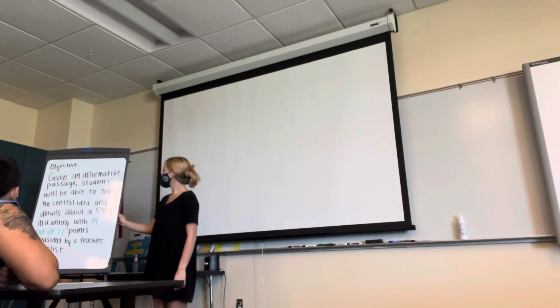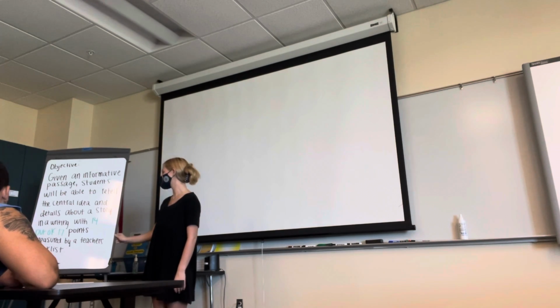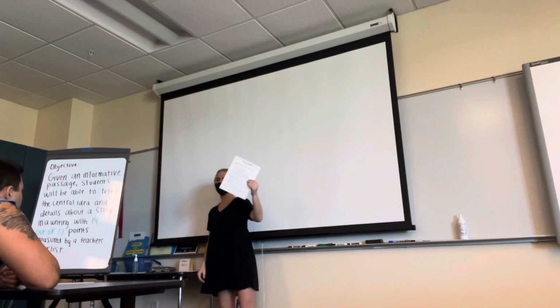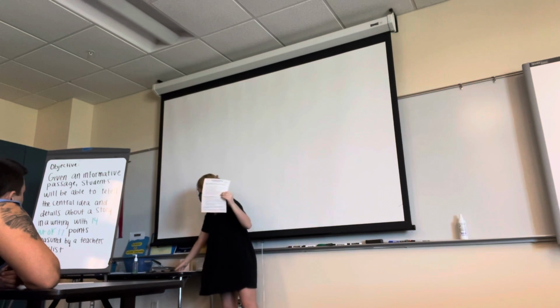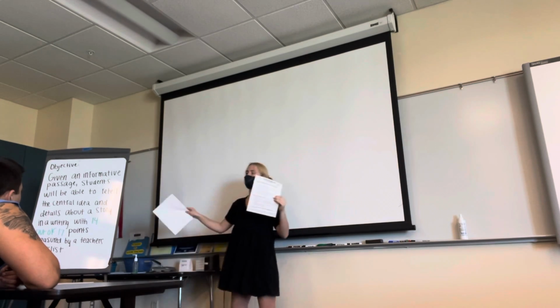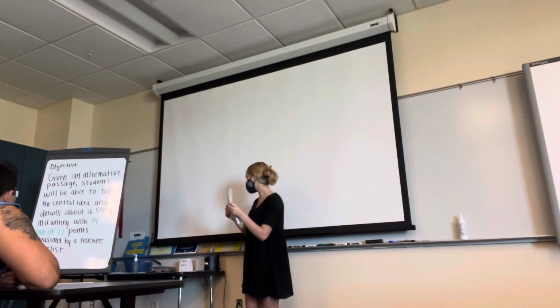Given an informative passage, students will be able to retell the central idea and details about a story in a writing with 14 out of 17 points measured by a teacher's checklist. So after we read the passage together, you're each going to get this rubric right here to refer to during your writing and paper to write your paragraph on.